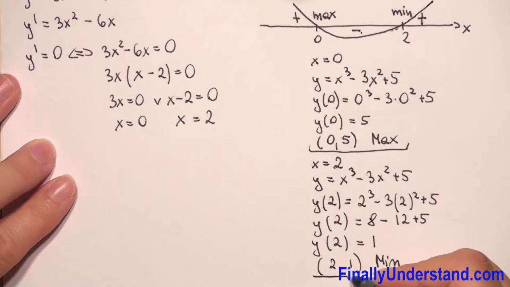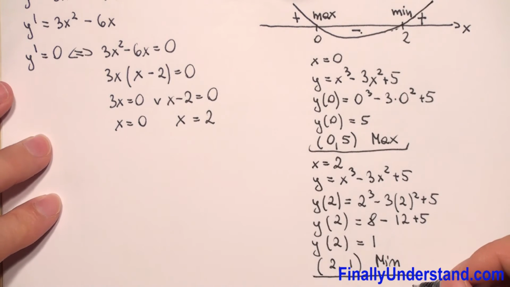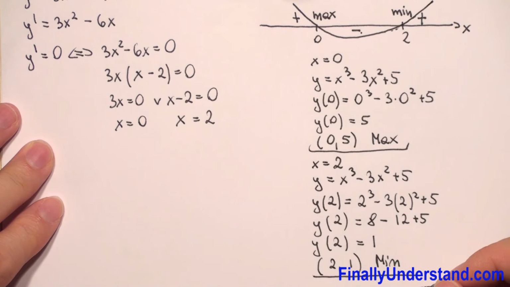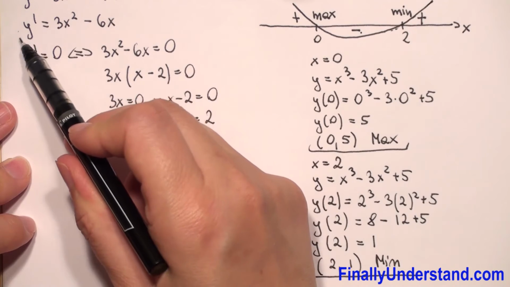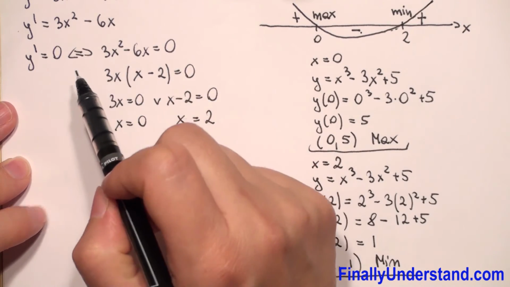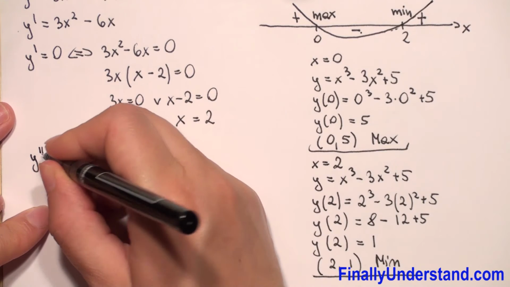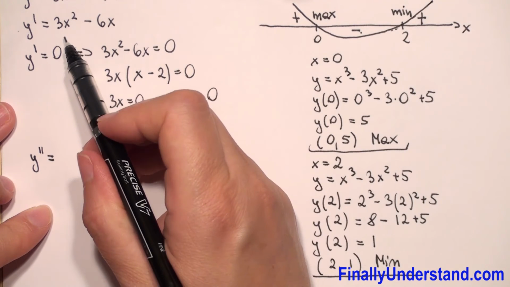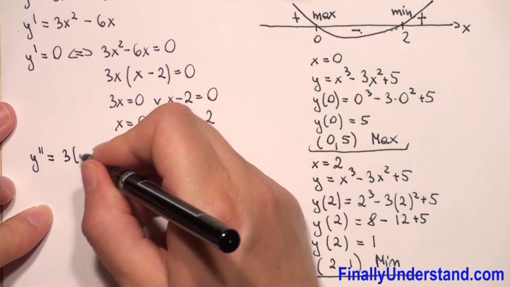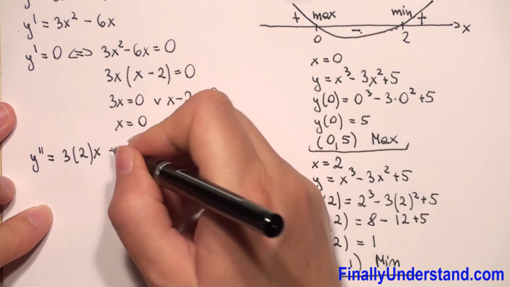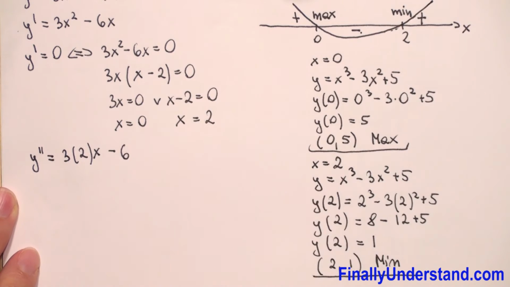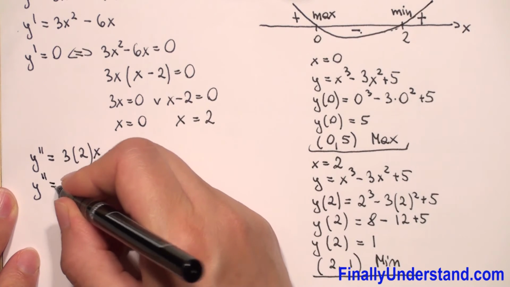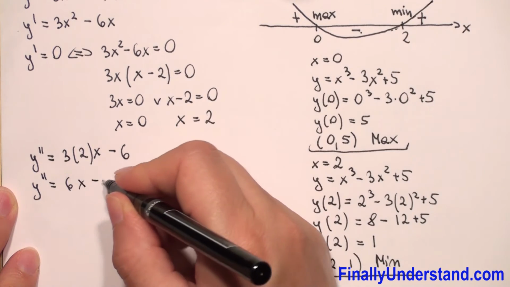So we have the minimum. Now we have to find if our function has inflection points. To find inflection points, we need to find the second derivative. We just calculate the derivative of the first derivative. The second derivative will be: the derivative of 3x squared is 3 times 2x, minus the derivative of 6x, which is 6. So y, the second derivative, will be 6x minus 6.